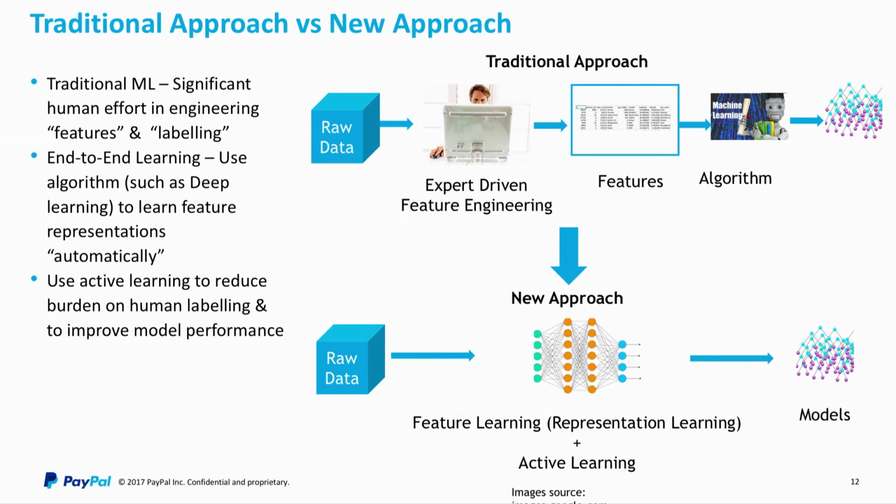So active learning is a kind of semi-supervised way to reduce the burden on the human for the labeling aspect. So the new approach is: how can we automatically learn features with minimal human intervention, and how can we apply an active learning based approach so that we have less burden on human labeling.